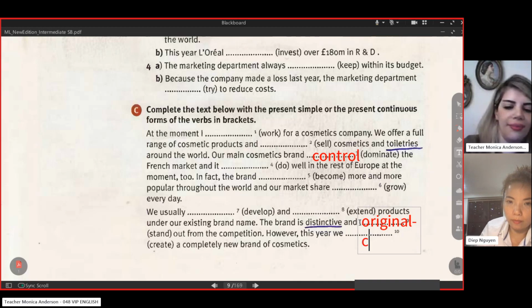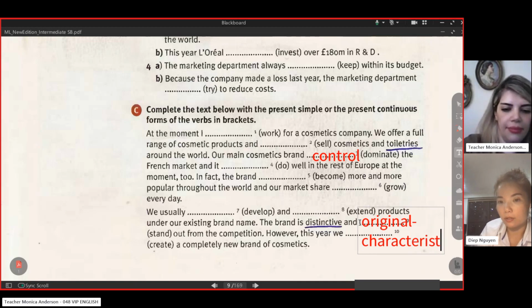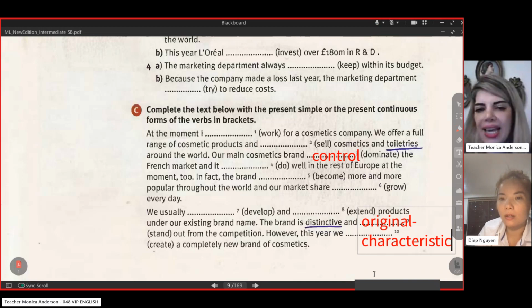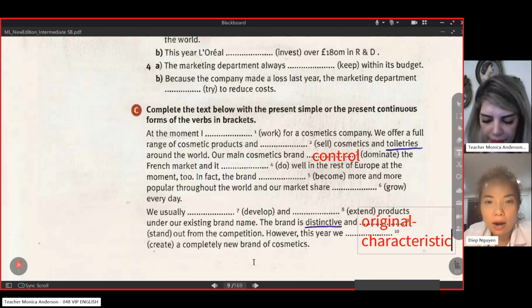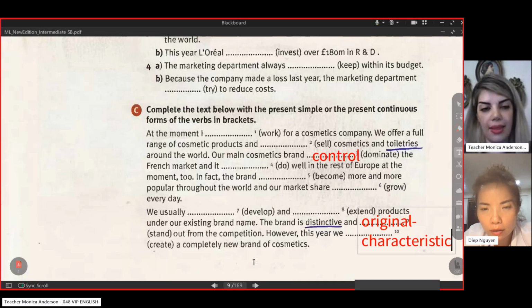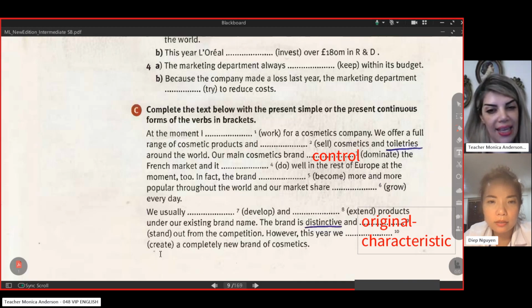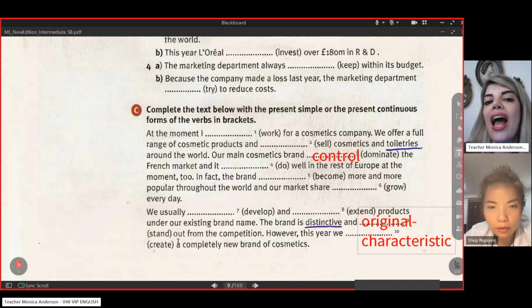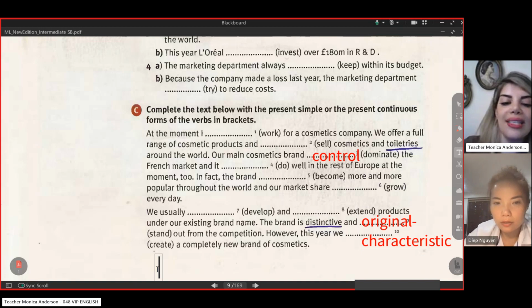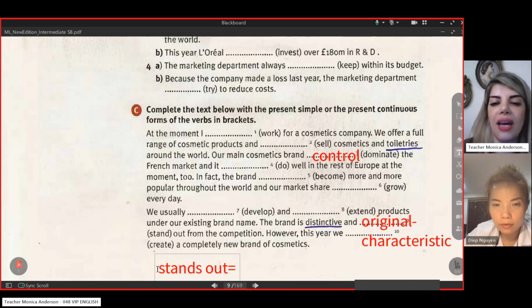Let me write here: original, characteristic, and standing out from. The brand is distinctive and original and stands out. So this is present simple, stands out. What does it mean, stand out?